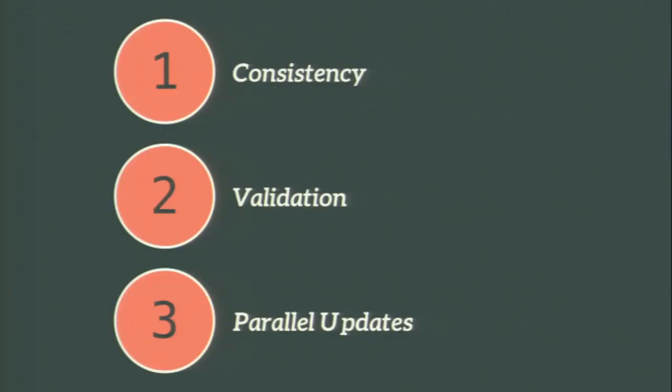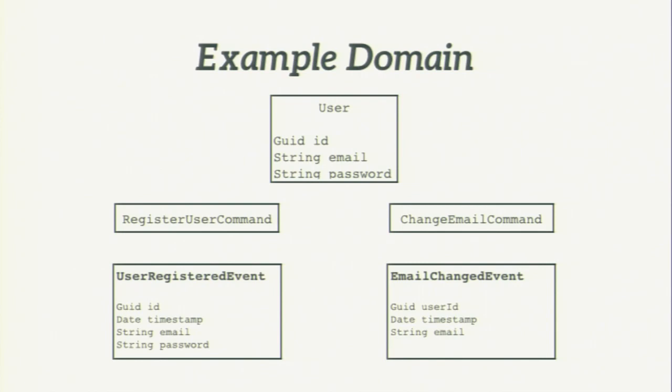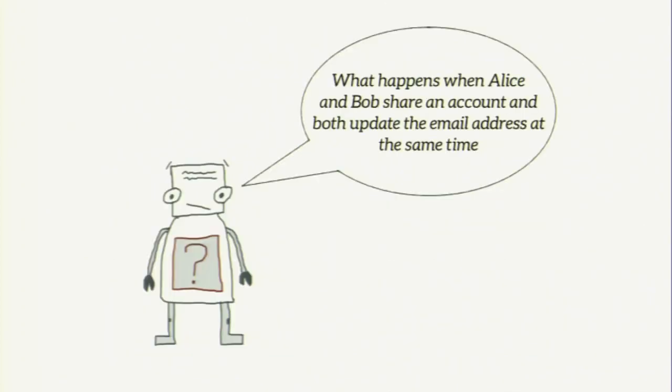So far we have talked about consistency and validation. Now let's talk about parallel updates. Again, we're going to deal in our business domain. You know, the user with the email and the password, register user command, change email command, and then the two events. But what happens when Alice and Bob share an account and both update the email address at the same time?